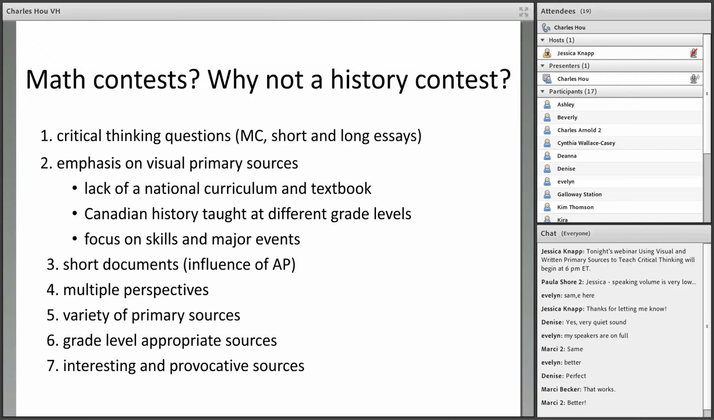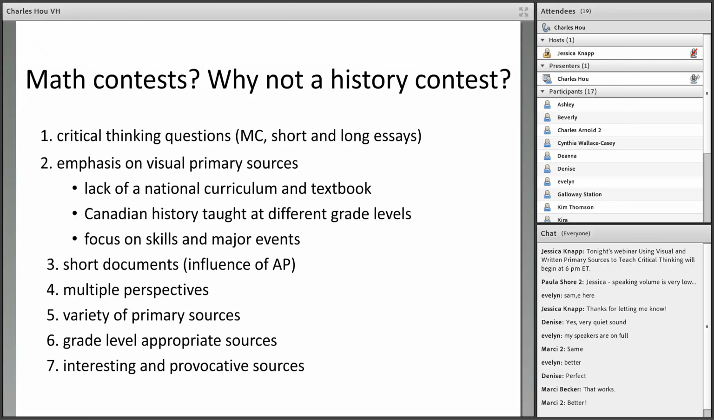Why did we pick visual? Well, because we don't have a national curriculum in Canada or a textbook that everybody uses. It's taught at different grades. So the contest focused on skills and major events. Documents were very short. That's the influence of AP. They contain multiple perspectives, a variety of primary sources, grade level appropriate sources, interesting and provocative sources.